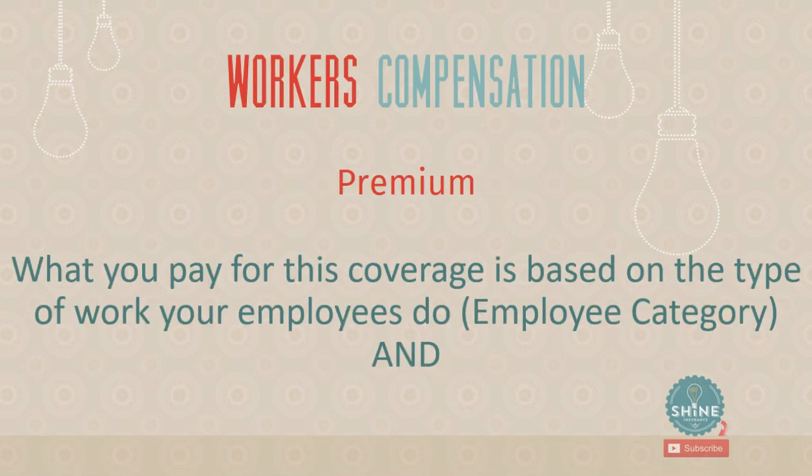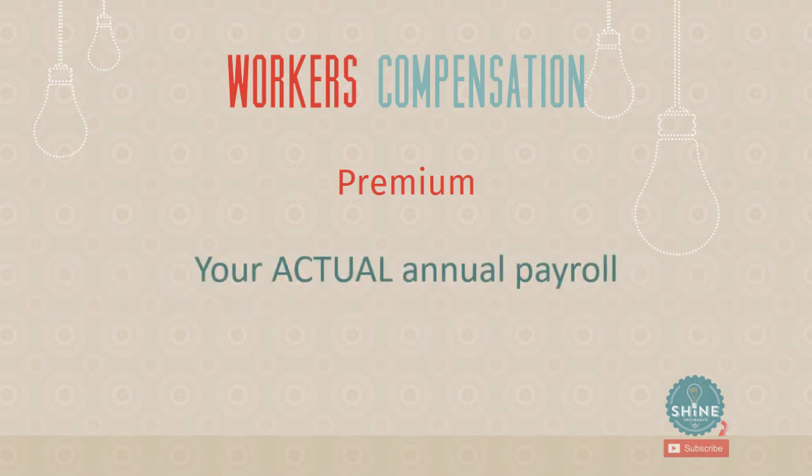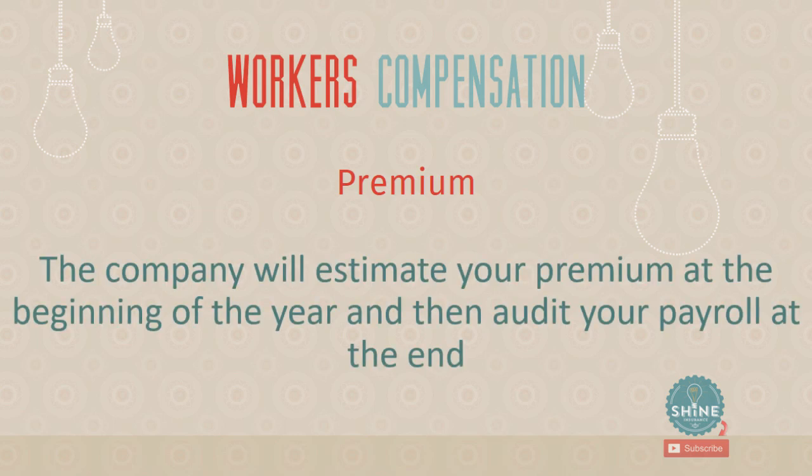The premium is paid in kind of a weird way with workers' compensation, and businesses get confused by this all the time. What you pay for this coverage is based on 2 things: the type of work your employees do, which is like your employee category, and your actual annual payroll. How much you pay out in payroll. The thing is that you don't know at the beginning of the policy term exactly what you're going to pay out in payroll. So you make an estimate. So we make an estimate with you of what you think you're going to pay in payroll and what jobs you think people are going to do at the beginning of the term, and we set a premium based on that.